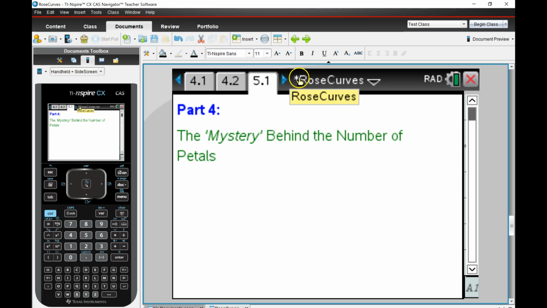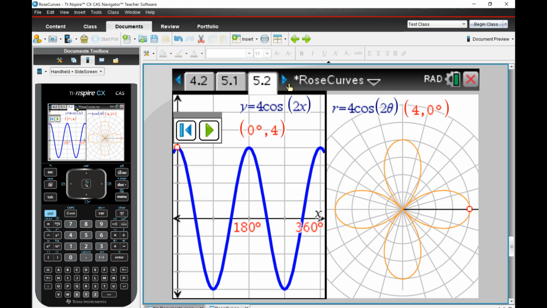What's up with these ends? Okay, why is it that way? How do we figure out the number of petals? Okay, so we're going to trace this. Now this is 2 theta, so it's going to have 4 petals, and we're going to trace this.